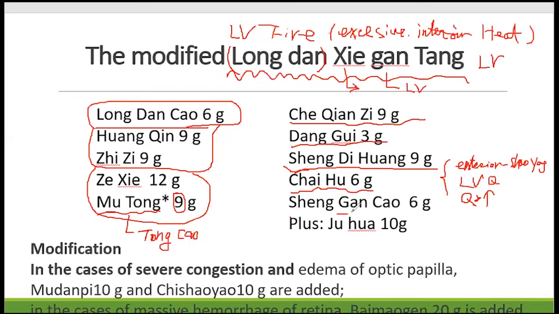And the 甘草, 生甘草, this is usually what we mean when we talk about 甘草. 生甘草 means unprepared, and 制甘草 is prepared. And 菊花 goes to the eyes. So that's the modified Long Dan Xie Gan Tang. Then we can still modify the formula.